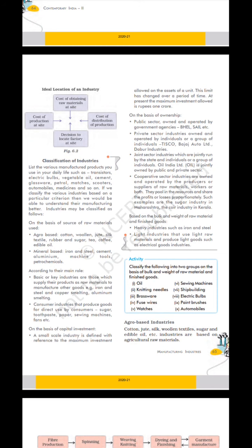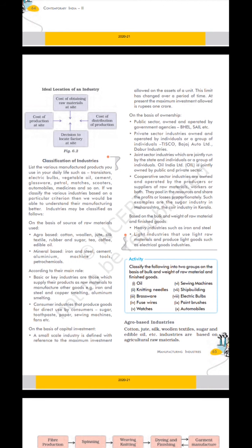Based on the bulk and weight of raw materials and finished goods: heavy industries such as iron and steel, and light industries that use light raw materials and produce light goods, such as electrical goods industries. Activity. Classify the following into two groups on the basis of bulk and weight of raw material and finished goods: oil, knitting needles, brassware, fuse wires, watches, sewing machines, shipbuilding, electrical bulbs, paint brushes, automobiles.